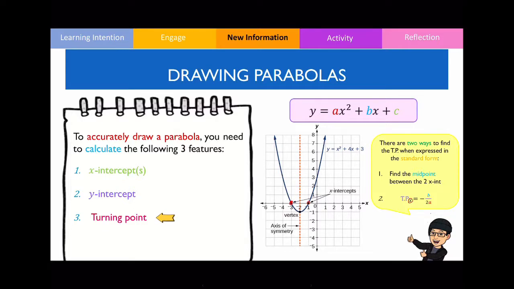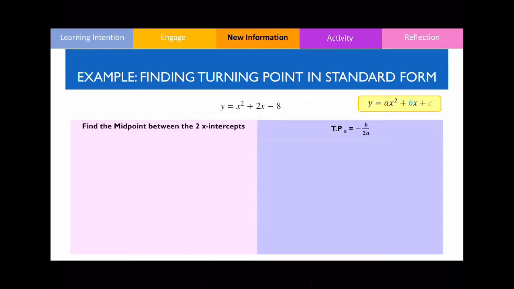And I want to show you two methods, and I'll show you why it is that the second method is a lot more effective than the first method. Let's now use an example, and I'll show you how you could actually find out the turning point using both of these methods. So as I said, for the very first method, what you need to do is find the midpoint between the two x-intercepts.